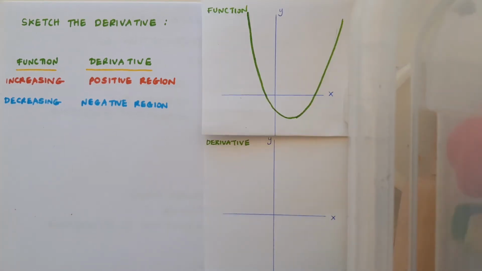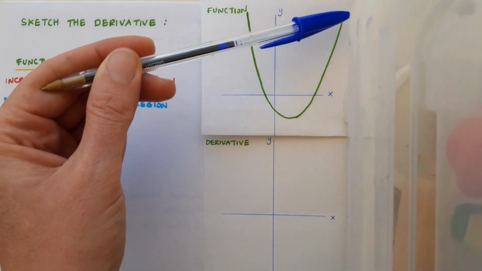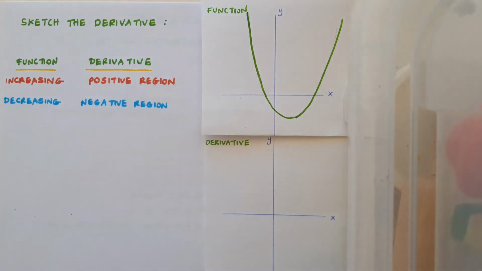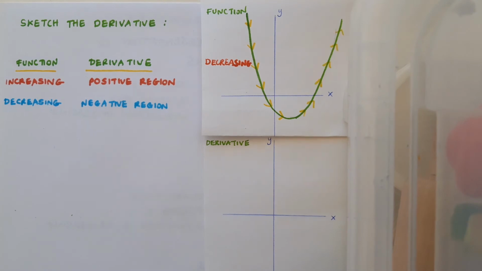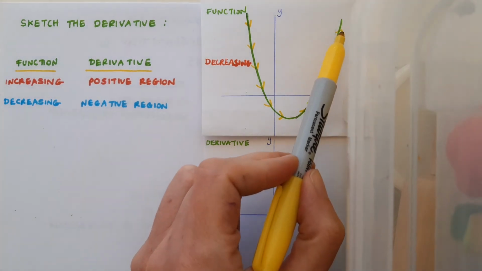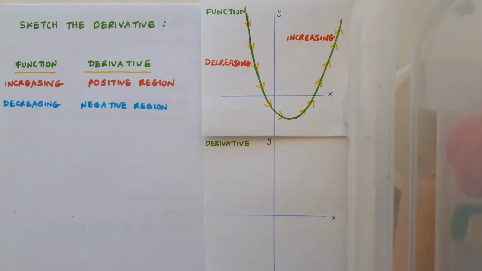Okay, so let's have a look at a slightly more interesting example this time. So here I've clearly got a parabola, which is just the graph of a quadratic. So I need to have a look at my function. I need to identify whether it's increasing or decreasing and where that's happening, and then I want to sketch the derivative. So as highlighted, the function is decreasing to begin with. And then on this side, it's increasing. And where does the change between the two states happen? Well, it happens at this point here, the turning point.